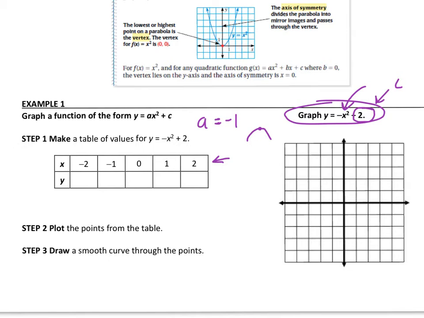So let's get busy plugging in -2. So we have y equals negative, and we're going to square -2, and then we're going to add 2. And that ends up with a -2 result. So let's go ahead and plot that point. That's my first point, and then I'm going to plug in -1. So y equals negative, and we're going to square -1, plus 2, and that result is 1.